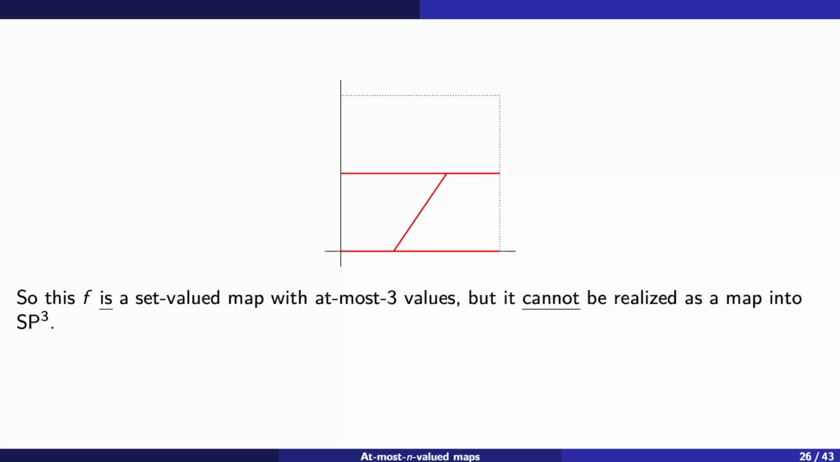Okay, so this is a set-valued map with at most 3 values, if you consider the values as sets. Those sets can either have 2 values or 3 values. But it is not a legal map into this symmetric product space. All right. So that means that this symmetric product class is strictly smaller than C, which is just all the continuous at most n-valued functions. All right.